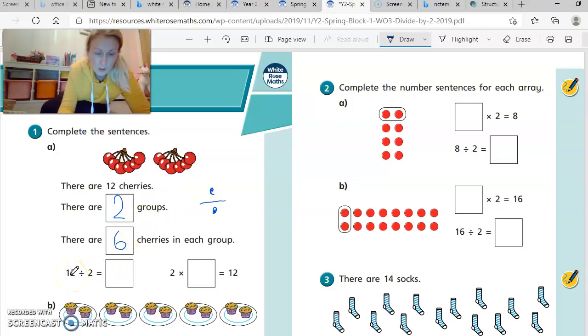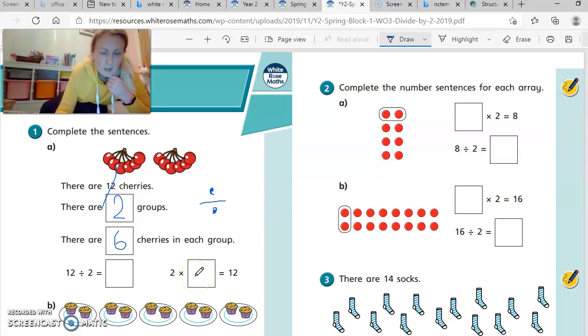So 12 shared by 2 people. We could pretend that I'm giving one of these to Awais and one of these to Maya. Okay, so we're sharing them with 2 people. So they both get 6 cherries each, don't they?